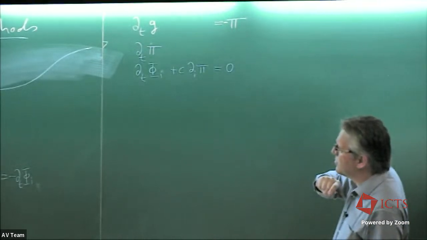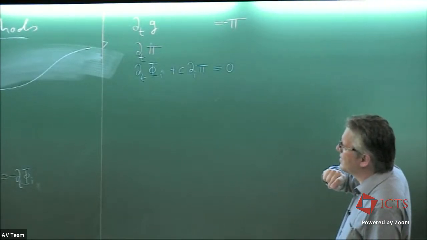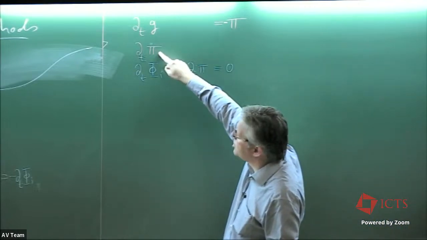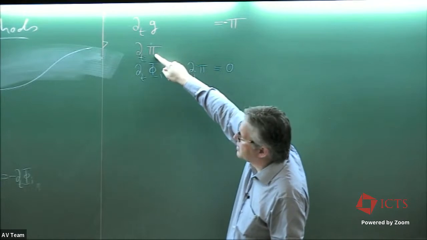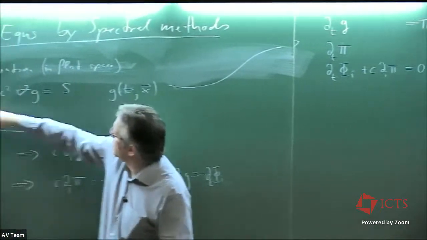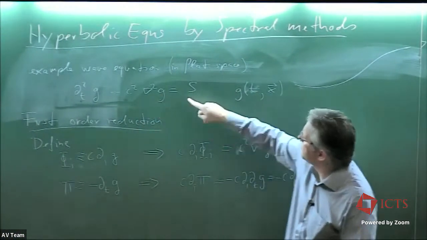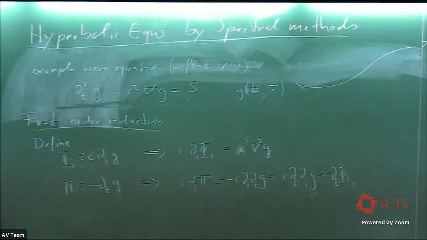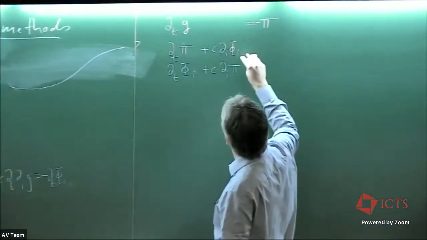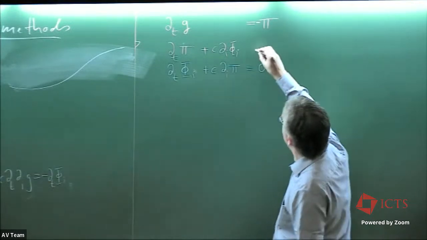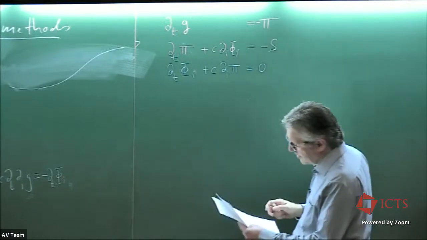And now we need an equation for pi. Well, pi is the time derivative of g, so dt pi is minus d squared g. So I have these two terms left over, and I can put them in as c times divergence of phi, which I have derived here. And the s shows up on the right-hand side with a minus sign.